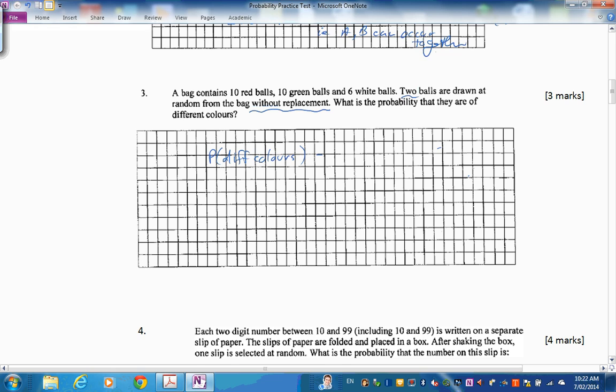So here, because you've got different combinations otherwise, 1 minus the probability of same colour, which is 1 minus red and a red, is what? 10 on 26 times 9 on 25, we didn't replace it. 2 greens, the same number of greens, 10 on 26 by 9 on 25, and 2 whites, 6 on 26 and 5 on 25.